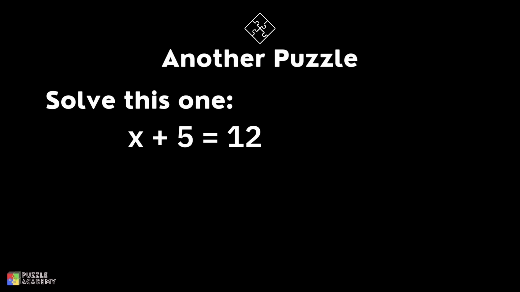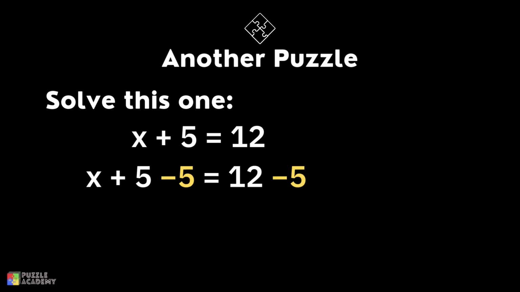Let us solve this one. X plus 5 is equal to 12. What we want is an answer like X is equal to something, right? But the positive 5 is in the way of that. We can cancel out the positive 5 with a negative 5 because 5 minus 5 is equal to 0. So, let us have a go at subtracting 5 from both sides.